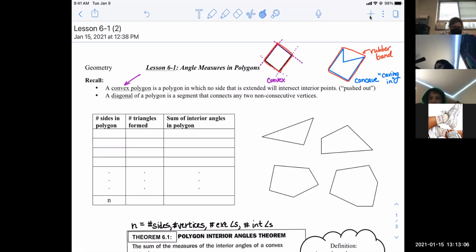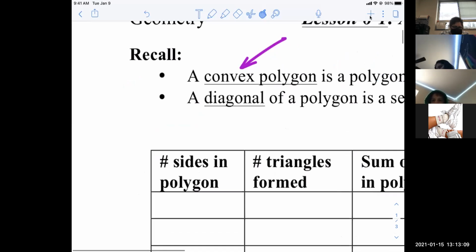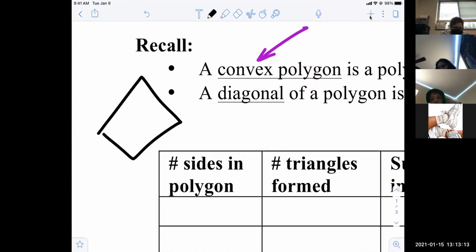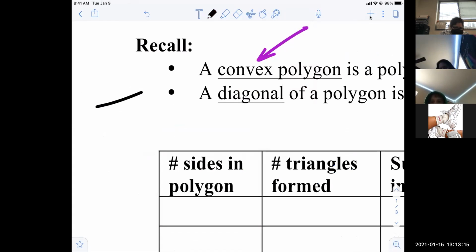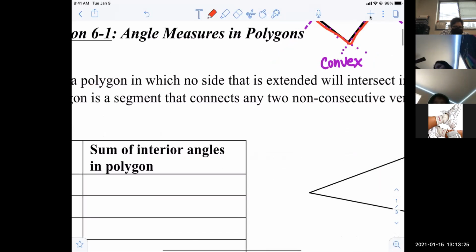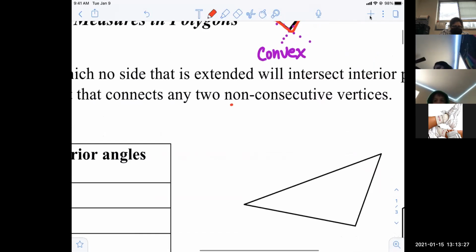A diagonal, here's a picture of a diagonal. You need to have at least 4 sides. A diagonal is when you pick a vertex and you connect it to any other non-consecutive vertex.